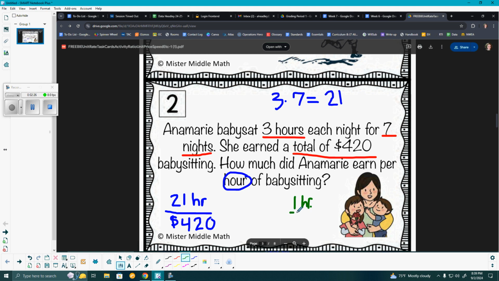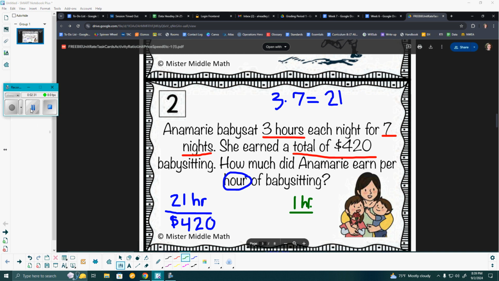Although my number 1 isn't on the bottom, it's still a unit rate. So 21 divided by 21 equals 1. Now I need to do $420 divided by 21. So I've written my problem over to the left, $420 divided by 21.